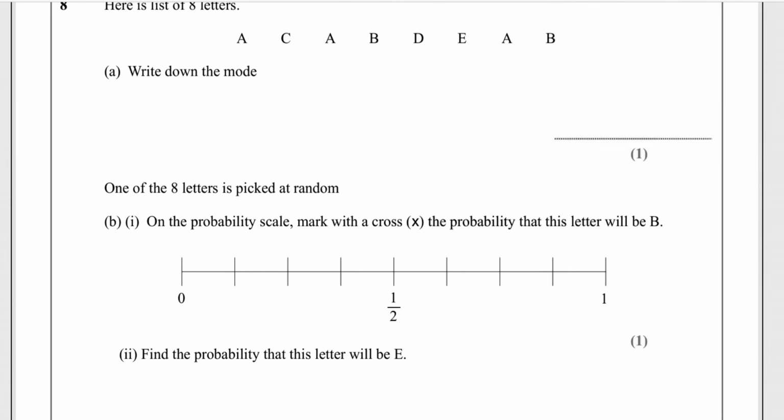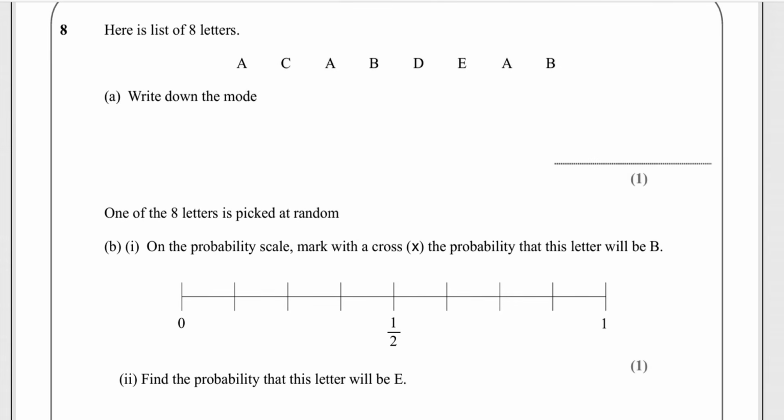We move to this one. Here is a list of 8 letters. Write down the mode. Mode is the most frequent. Don't forget, mean is average, median is middle, mode is the most frequent number. Okay, and range is the highest minus lowest. So which letter do you see more times than others? Definitely A.